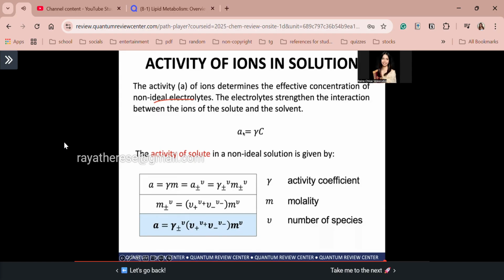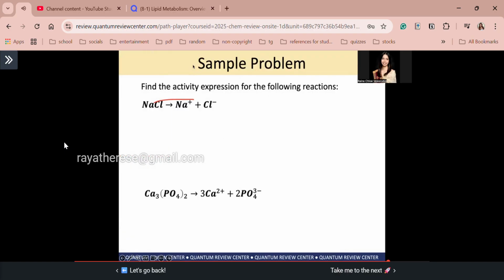Activity is proportional to the concentration and the activity coefficient. Specifically, the activity of a non-ideal solution is described by this. Activity is equal to the activity coefficient to the power of the number of total species, times the number of cationic species to the power of the number of cationic species, times the number of anionic species to the power of the number of anionic species, times the molality to the power of the number of total species. Later on, you'll know how to solve this. With that, let's try the sample problem.